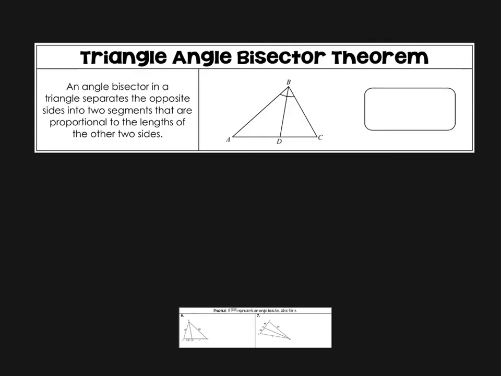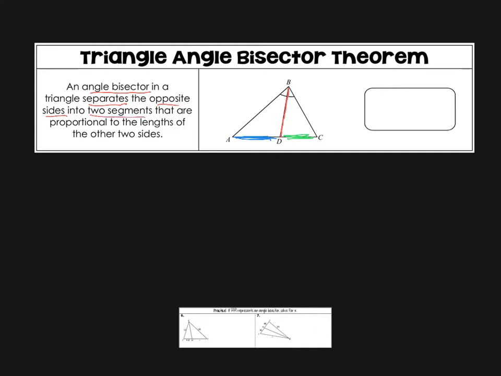Well, those are pretty straightforward, and so is this. It's just a little wordy. On the triangle angle bisector theorem, an angle bisector in a triangle separates the opposite sides. So here is my angle bisector, and what does it do? It separates the opposite sides. Who am I talking about? AD and DC, okay? It's going to separate those opposite sides into two segments, right?